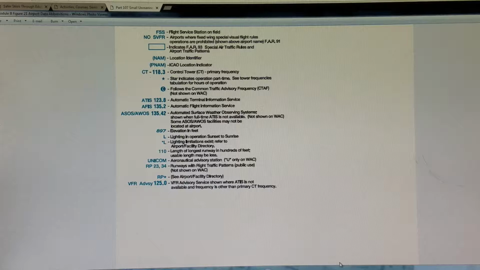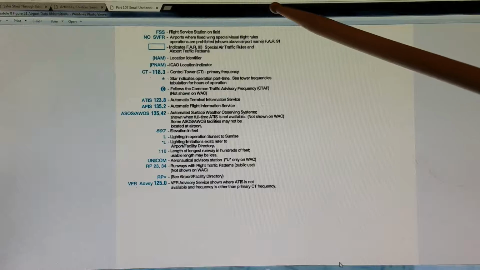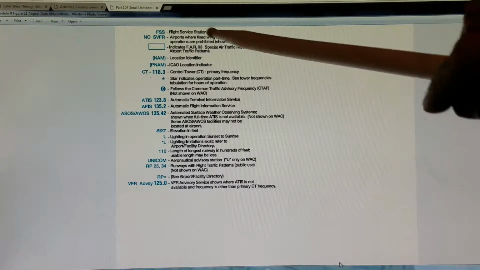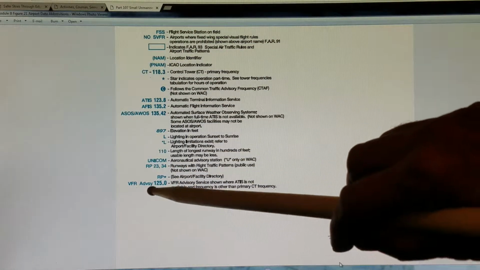Ladies and gentlemen, as I said before, I took the aircraft data portion from the sectional aeronautical chart and made it into figures. It's figure number 20, module 8. I took out the list of abbreviations over here.